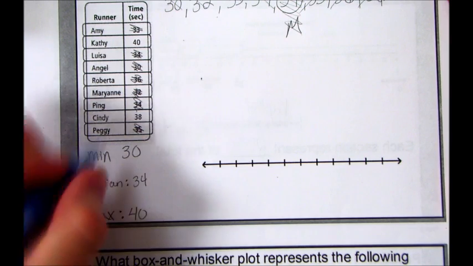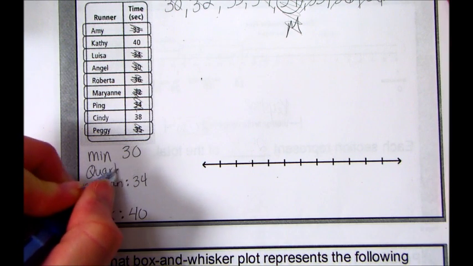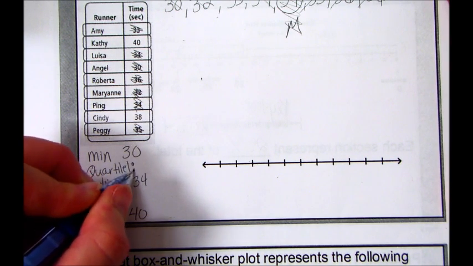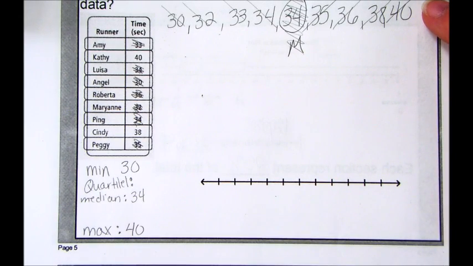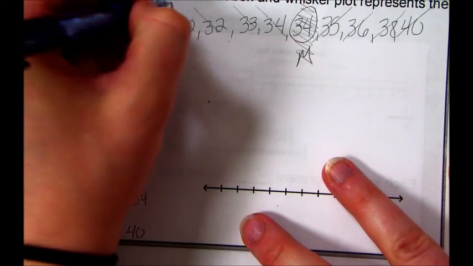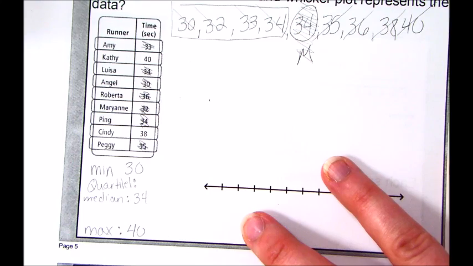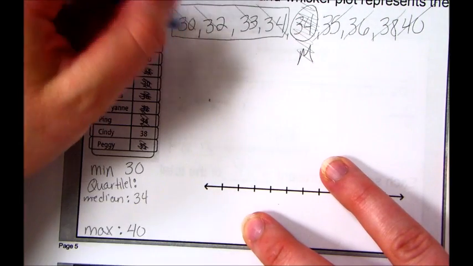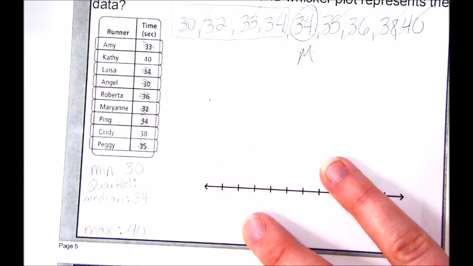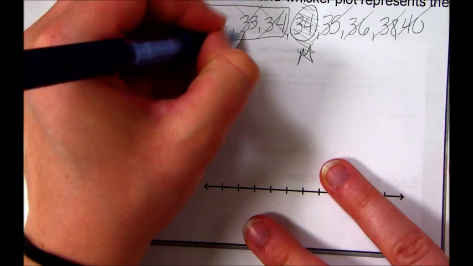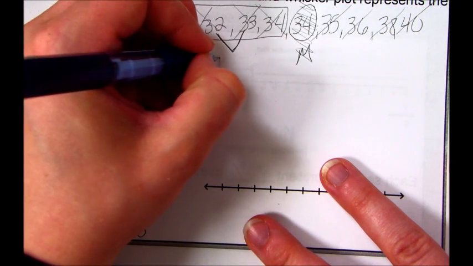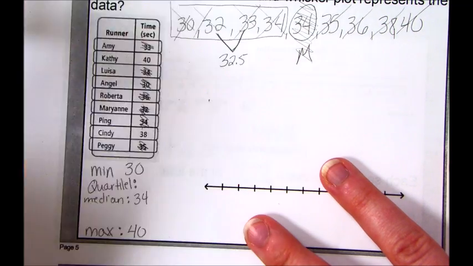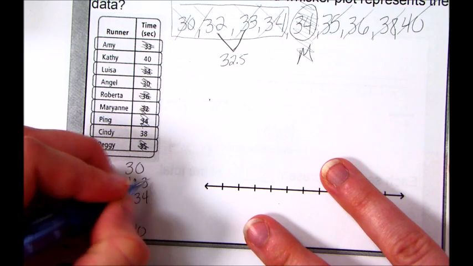Now I'm going to find the first quartile. Quartile 1 is the middle of the first half of numbers. So when we look at this first half, you might be wondering, where's the middle? Because if I cross off 1, 2 and 1, 2, I don't have a middle number. So it's the average of these. So 32 plus 33 divided by 2, the middle number would be 32 and a half. That is your quartile 1.